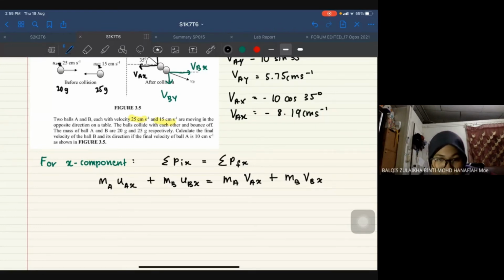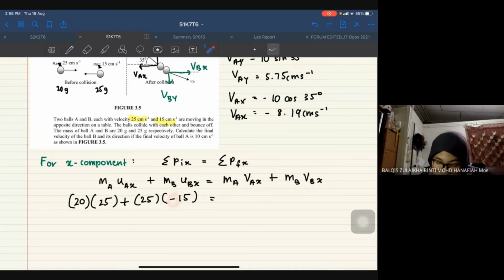MA is equals to 20. Again, I use the same unit here. UAX is 25. This one, everything is in X component, so I'm going to leave it like that. MB is 25. UBX is negative 15. Tahu tak kenapa negative? To the left. Okay, because it is to the left. Okay, be careful. This one is negative because it is moving to the left. So ini yang biasa student terlupa. Kamu bayangkan markah dia 5 or 6 and student terlupa letak negative. Can imagine berapa banyak dia hilang markah.